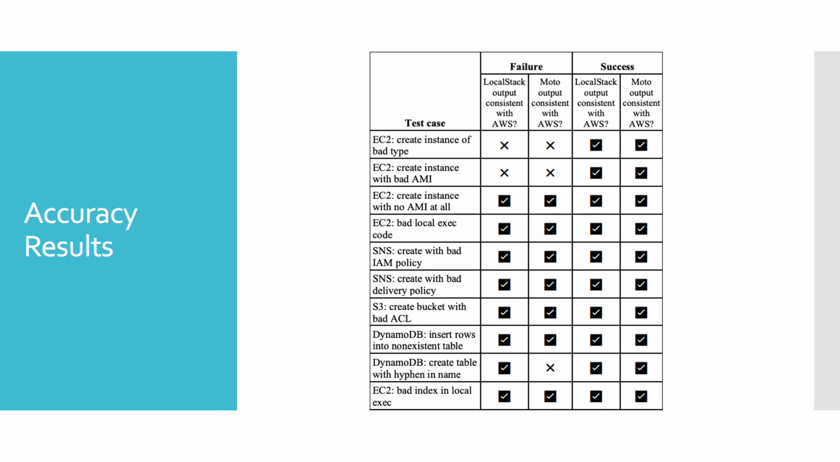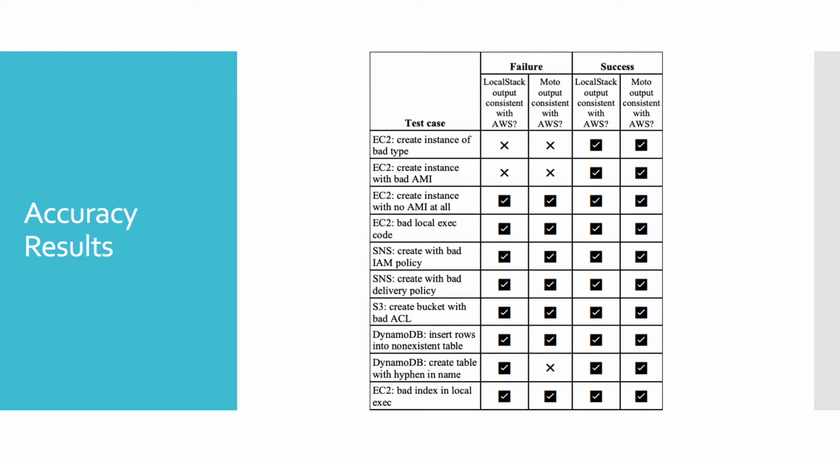On this slide, we see the accuracy results from our experiments where we are testing if Moto and LocalStack are consistent with AWS in failing and passing Terraform runs. As shown in the success column, Moto and LocalStack match AWS in passing every test. In the failure column, we see Moto and LocalStack match AWS in throwing an error on almost every test case.